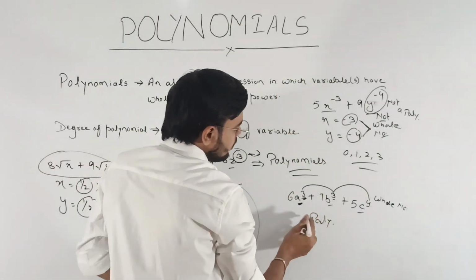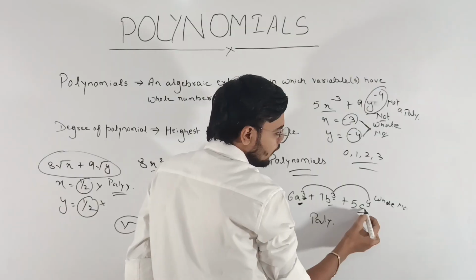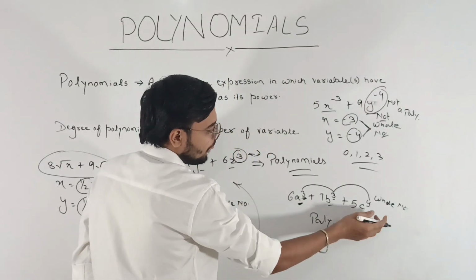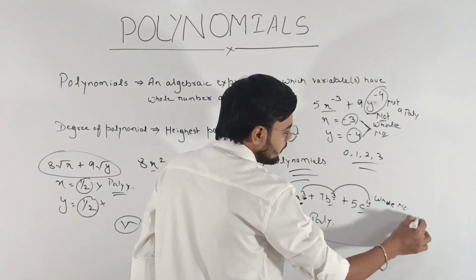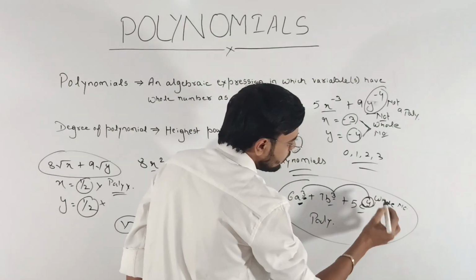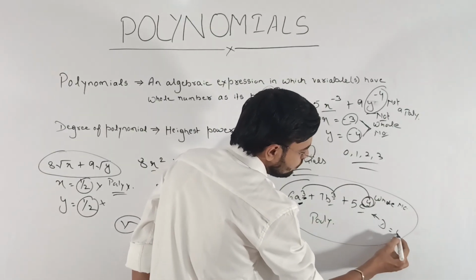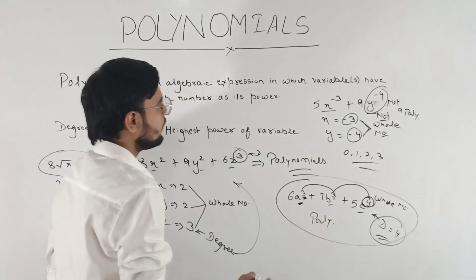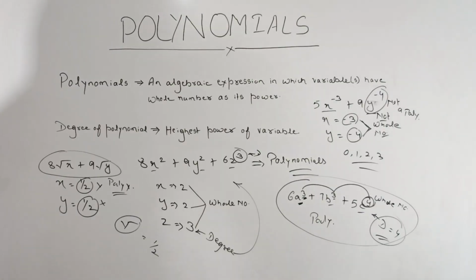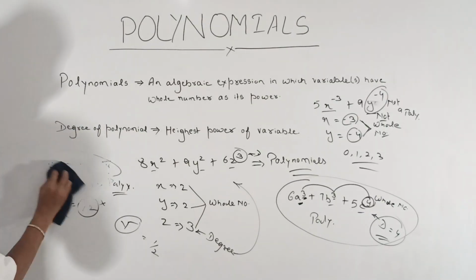Okay. Now in this case, look in this case 6a cube, 7b cube and 5c to the power 4. Now look in this case, what is the highest power? Highest power is 4. Then degree of this polynomial is equals to 4. Degree is equals to 4. Okay. Understood? Let's take more example of degree of polynomial.